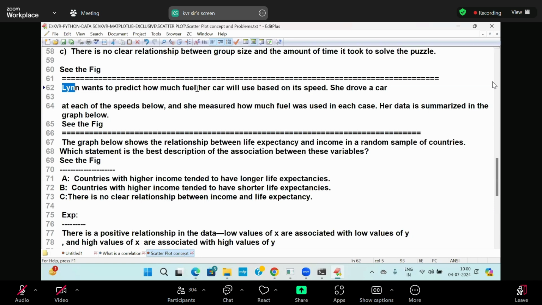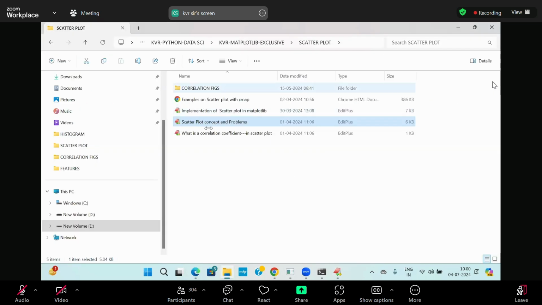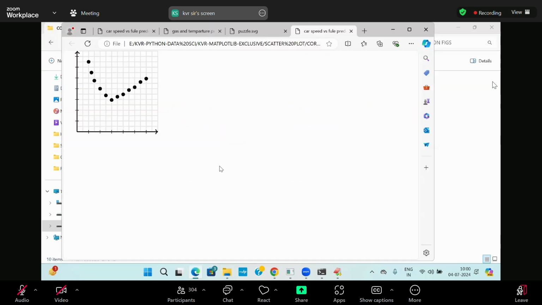Lynn wants to predict how much fuel her car will use based on its speed. She drove the car, and while driving she recorded the fuel and everything. At each speed, she measured how much fuel was used. Our data is summarized in the graph given below. That's the figure I mentioned. Car versus what? This type of thing.